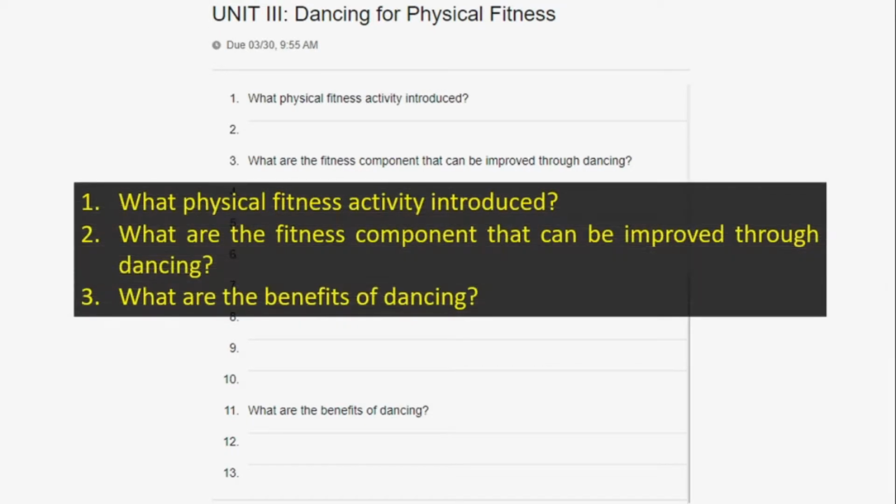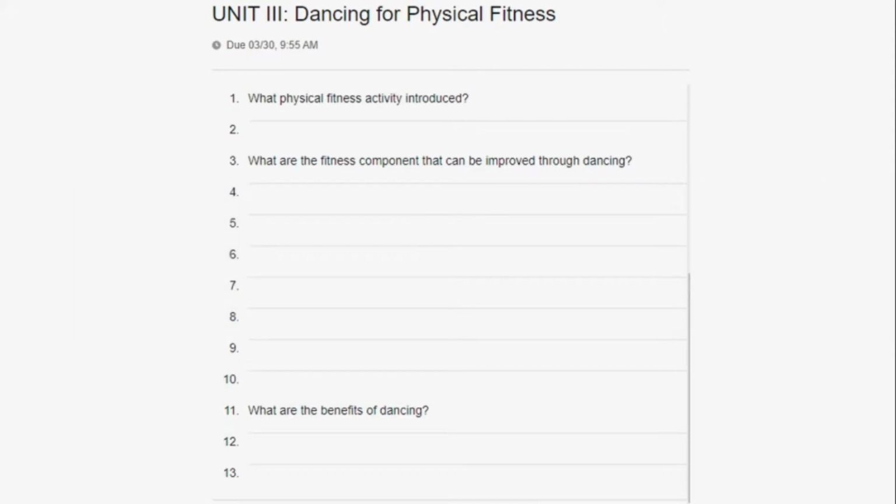Number 1. What physical fitness activity is introduced? Number 2. What are the fitness components that can be improved through dancing? And number 3. What are the benefits of dancing?